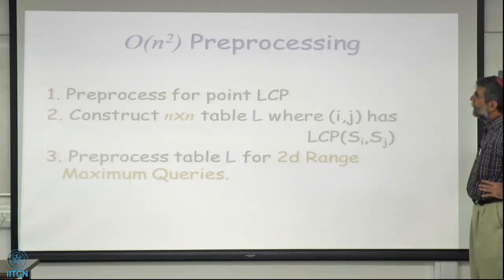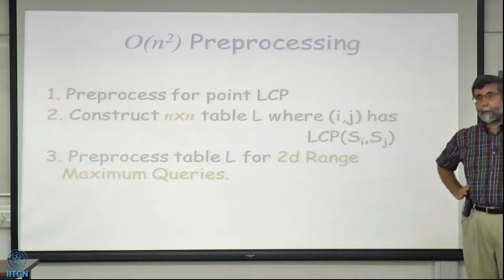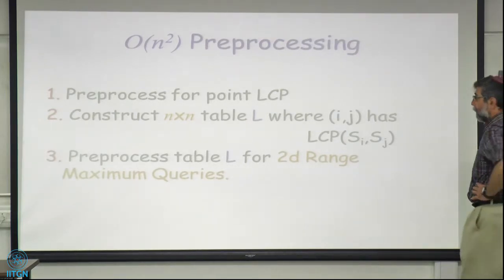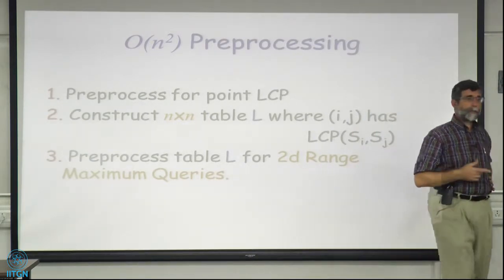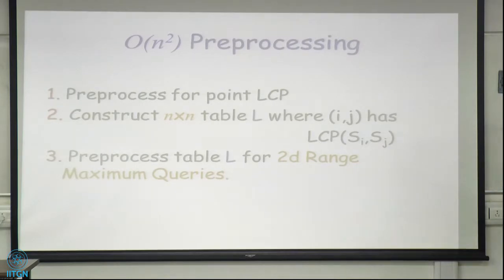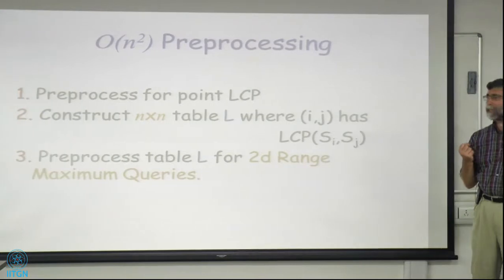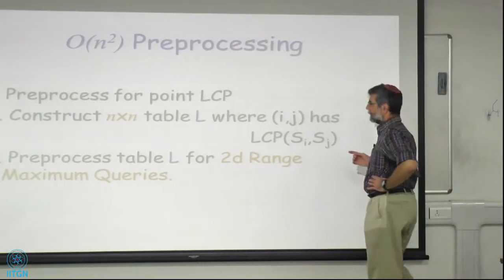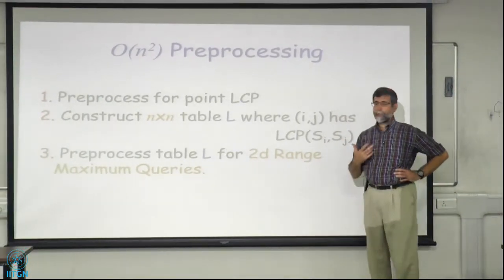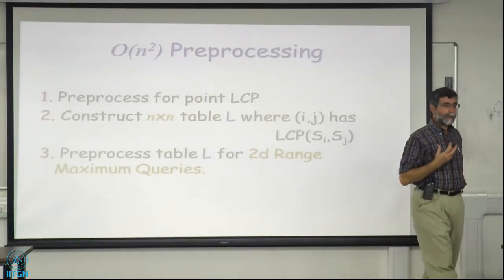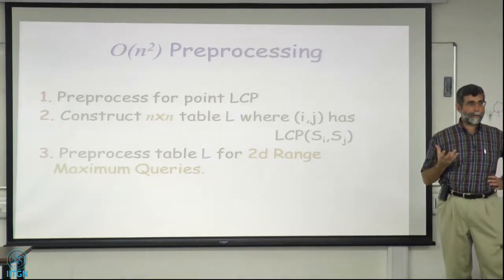So we want an O of n squared preprocessing. The first thing that we're going to do is to preprocess for the point LCP. That's the LCP that we all know. For any 2 points, we can find the LCP. What we need to keep in mind is that, yes, we can construct an n by n table where ij has the LCP of SI SJ. But what we want is going to be a range. So how do we deal with these ranges?